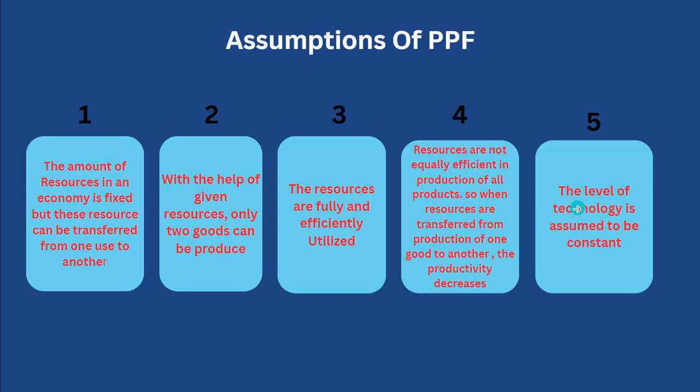And the fifth point is, the level of technology is assumed to be constant. The technology should be constant. When you start producing, when you are in the process of production, you can't change the technology, right? In between the process you can't change the technology. Once you finish the production, and next you are going to make another unit, at that time if you want new technology, you can change. But during the process, you can't change the technology. So the level of technology is assumed to be constant.